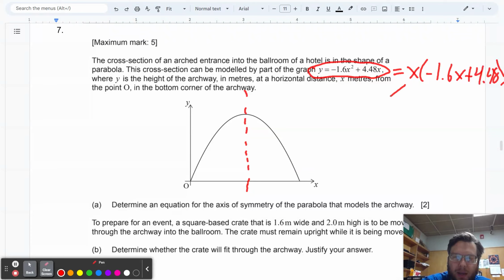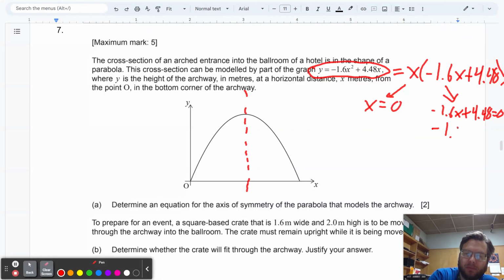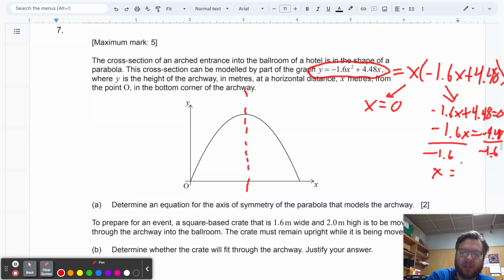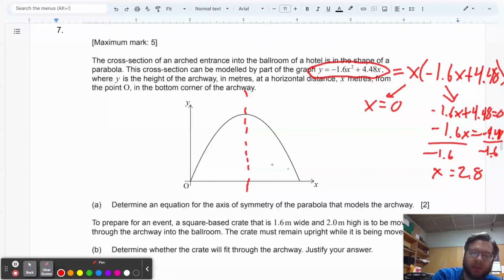So I know that my graph is going to hit the x-axis when x equals 0, and when all this junk over here equals 0. That's something we know how to solve. You just get your number on the other side of your letter, and you just divide. So x is whatever negative 4.48 divided by negative 1.6 is. I get 2.8. So now I know that here, this one is x equals 0.